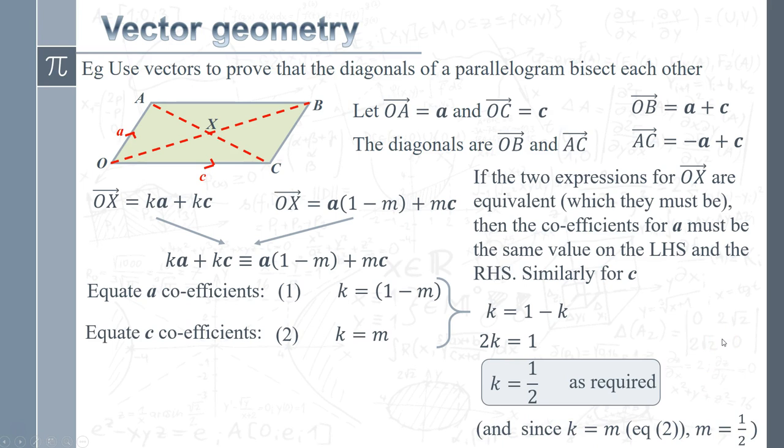So what we've just proved there is that AX is a fraction of AC, it's clearly half of AC. We're saying OX is a fraction of OB, and we're saying that's half of OB, so clearly it's splitting each diagonal in half, so they are bisecting, so that's our proof. Job done.